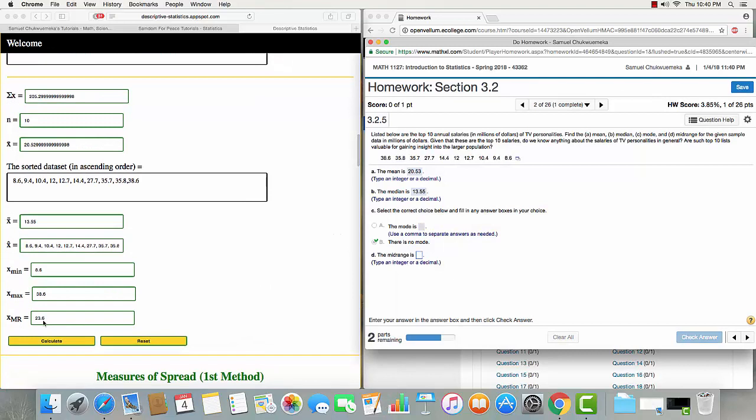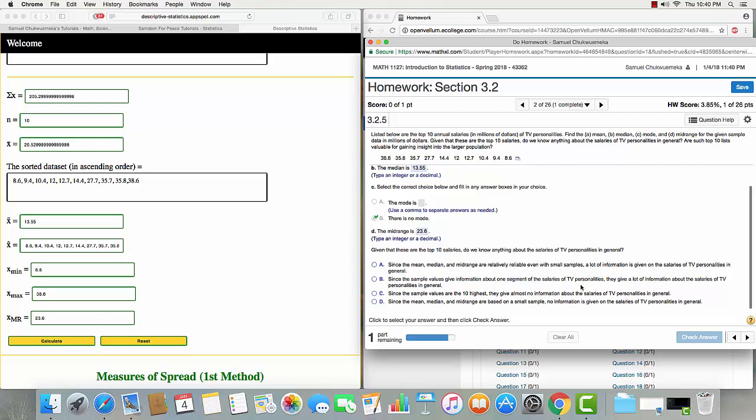The mid-range XMR, the mid-range is 23.6. Okay? Given that these are the top 10 salaries, do we know anything about the salaries of TV personalities in general? The data values are the top 10 salaries. It didn't give us any information about the salaries of TV personalities in general. No. Okay. So the correct option will be C. Since the sample values are the 10 highest, they give almost no information about the salaries of TV personalities in general.